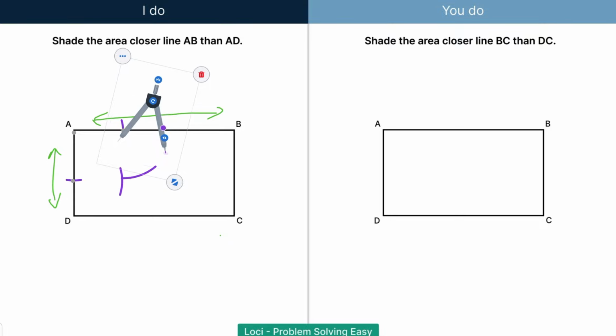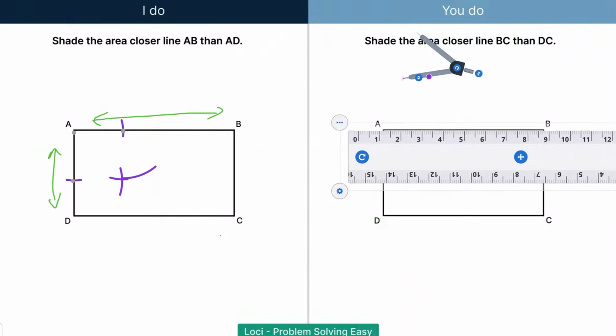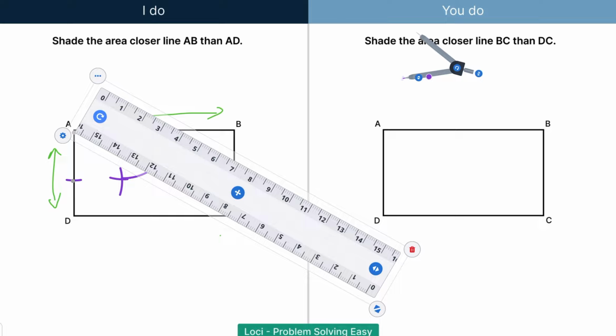Like that, just about fit it in there. Let me just make sure this is going to be a bit wrong. There you go. So let me just move that out of the way, and then grab your ruler.